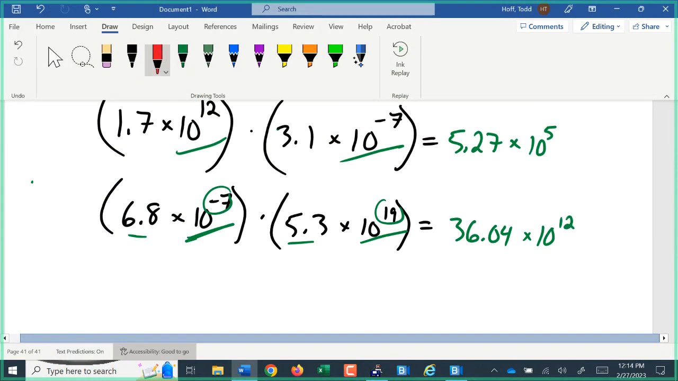But now, just like with addition, we have an extra digit in front of the decimal point. You've got to move that over, make this 3.604. Now again, the number got smaller, the power has to get larger. Number was smaller by 1 place value, the power gets larger by 1. So that's 10 to the power of 13.